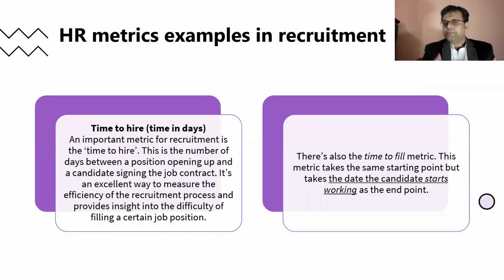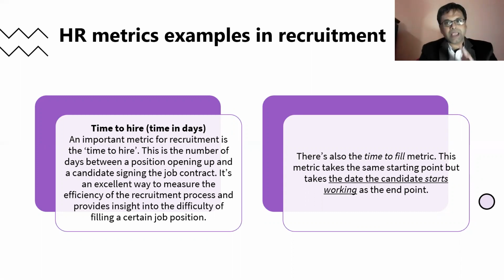Number one, HR metrics related to recruitment, that we have already told. The first metric is time to hire, time in days. So what is time to hire? As the term indicates, time to hire means the exact number of days that is required to fulfill a vacancy. That is, the day on which the vacancy has been declared is day one, and the day on which the selected employee signed the contract or accepted the offer letter.